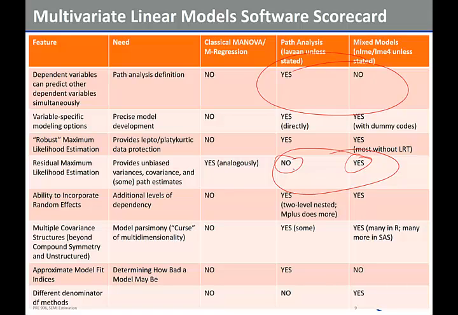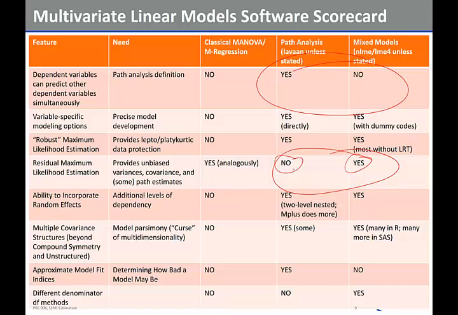Observations across time within a person. The dependency in those is modeled using random effects. Classical approaches have no ability to deal with those. Both path analysis and mixed models do. In fact, that's the definition of why they're called mixed models. There are fixed effects, which are the betas that we know, and then the random effects as well.